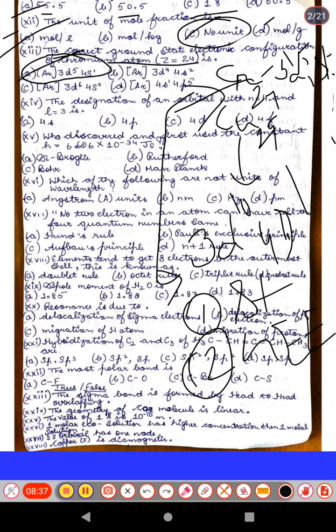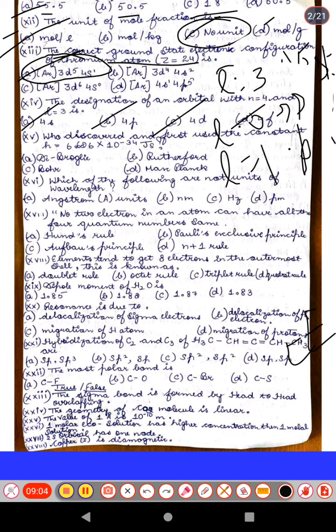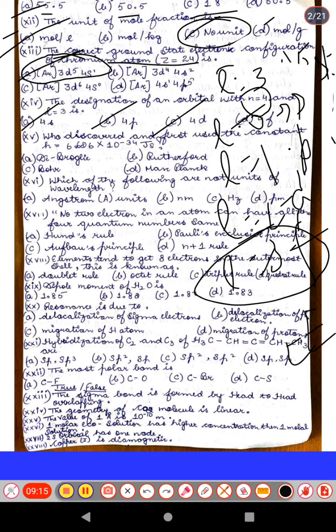Next MCQ, the designation of an orbital with n equal to 4 and l equal to 3. So let's try to solve the question. First option is 4s, next 4p, next 4d and 4f. n equal to 4 is the principal quantum number. l equal to 0 is the s block element, l equal to 1 is a p block, l equal to 2 is d, and l equal to 3 is an f block element. So the correct option will be, principal quantum number n equal to 4 and l equal to 3 is f. 4f is the correct answer. This is option D. Okay.